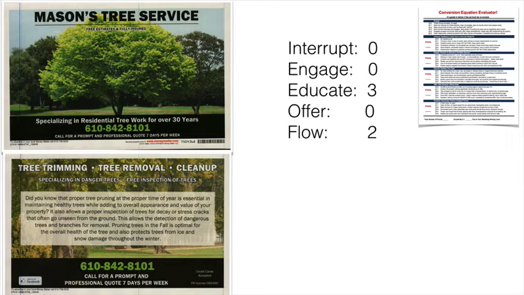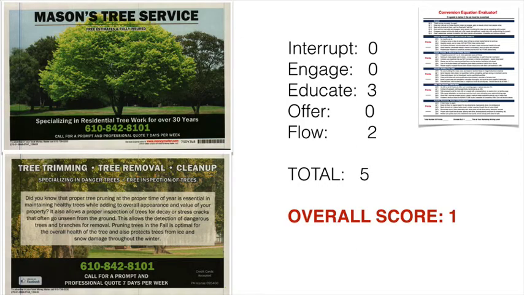So when we add it all up, we get to 5, and as you can see, our overall score is pretty easy to do the math. 5 divided by 5 equals 1. So we know that we just rip this baby up and start all over again. It's not even worth it.